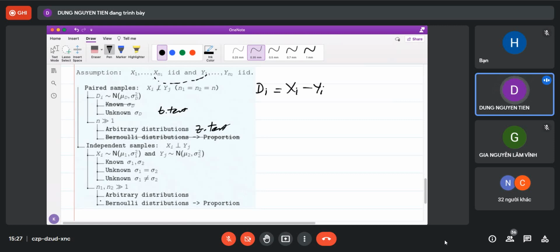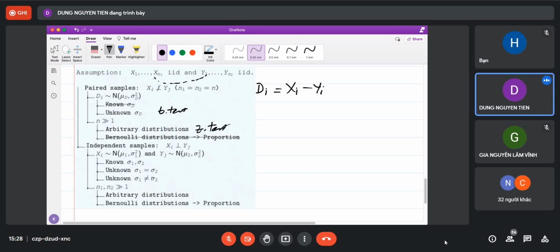For the independent samples, it means that the Xi and the Yj are independent. Then we consider the following cases. In the first case, they follow normal distributions. Okay, the X and the Y follow normal distributions with maybe different means and different variance values. And then for this particular case, you can consider three subcases. Sigma 1 and sigma 2 are known. Okay, the population standard deviations are unknown. And if you don't know them, then we do have two more cases, when they are the same or different.